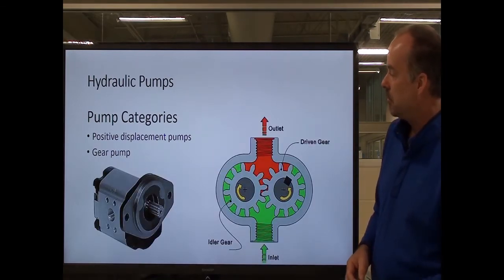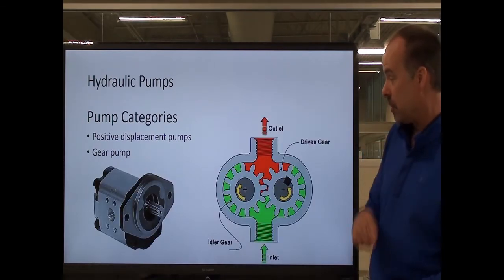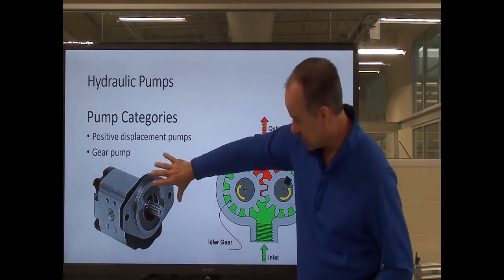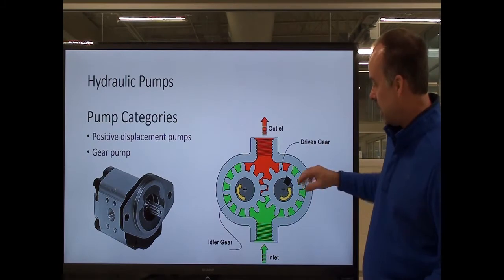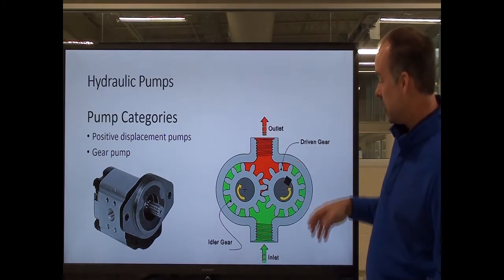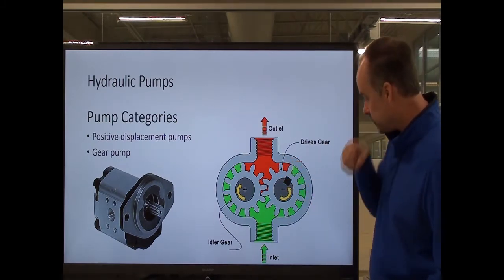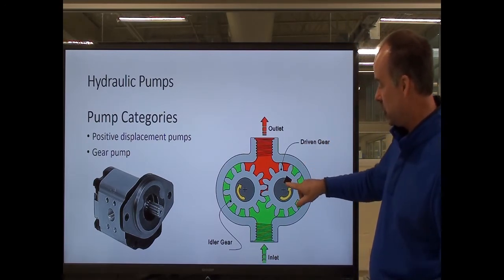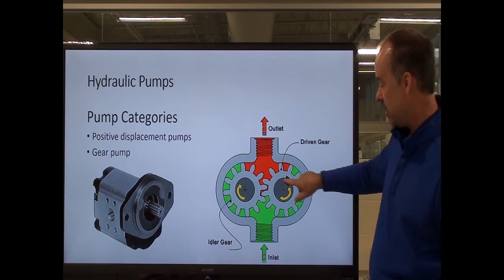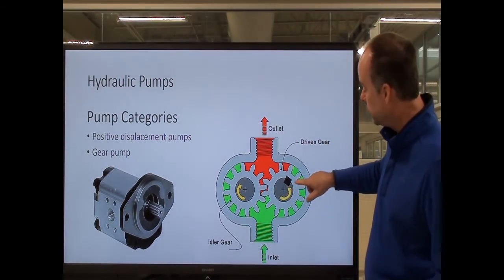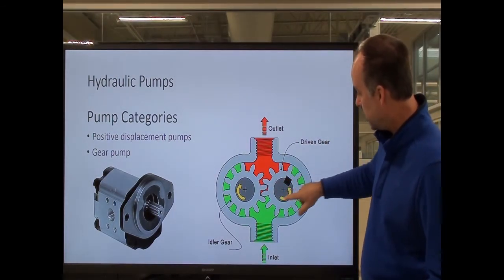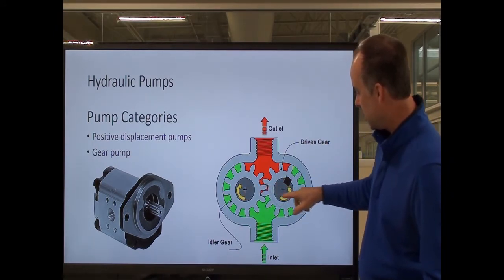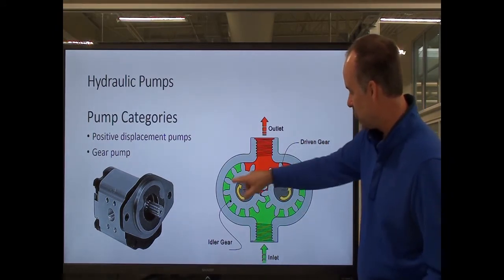The next type of pump is a gear pump. It is also a positive displacement pump, and here's just an example of what one might look like. And here's another graphic example of a gear pump. Basically, with a gear pump your prime mover is attached to one of the gears here. This would be your driven gear, and this is your idle gear. Just by this one spinning and meshing with this one, it causes this one to turn.